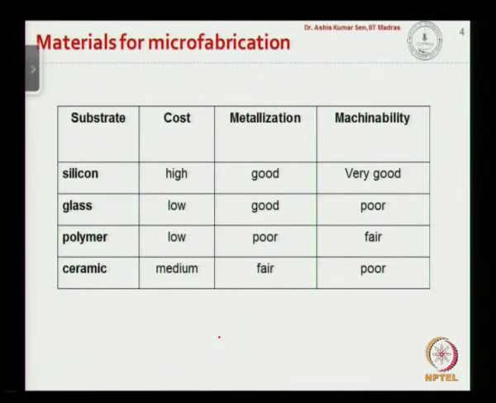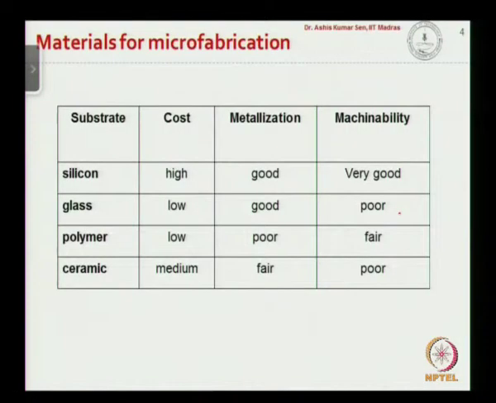Glass has got low cost, and we can easily metallize on glass, we can easily put an electrode on glass, but the machinability of the glass is poor. We need hydrofluoric acid based etching to create microchannels in glass, which requires an expensive setup. Also, the etching process itself is very slow. So, the machinability of the glass is very poor.